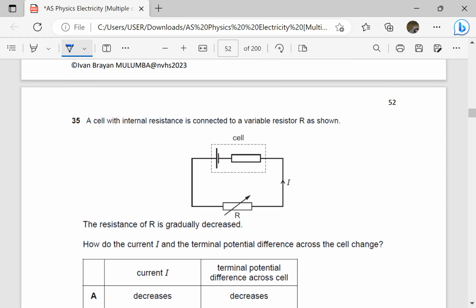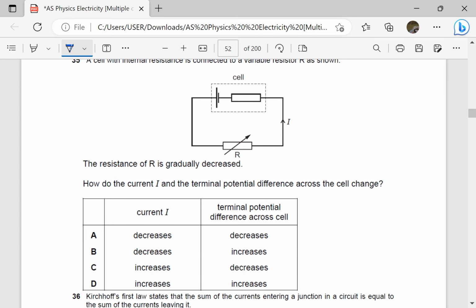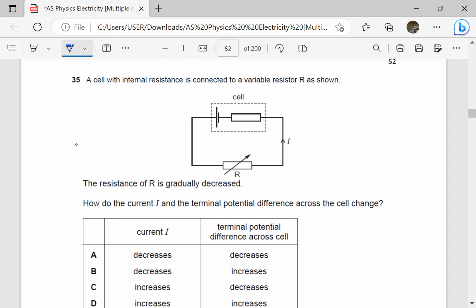A cell with internal resistance is connected to a variable resistor R as shown here. The resistance of R is gradually decreased. How do the current I and the terminal PD across the cell change? So we have already seen that e.m.f is equal to terminal PD plus the lost volts. So terminal PD is equal to the e.m.f minus the lost volts, but remember the lost volts is current times the internal resistance.